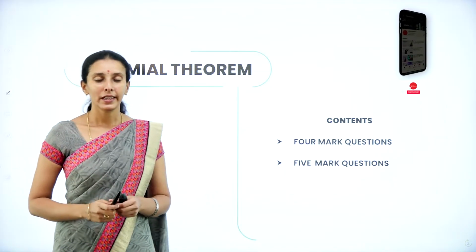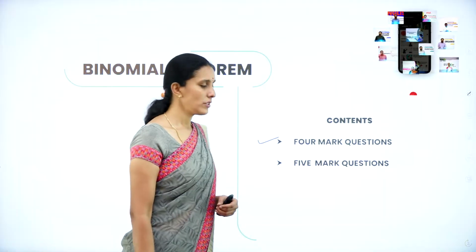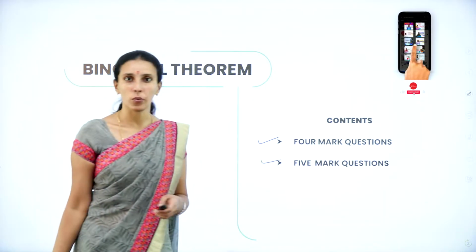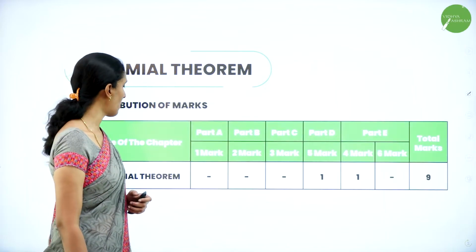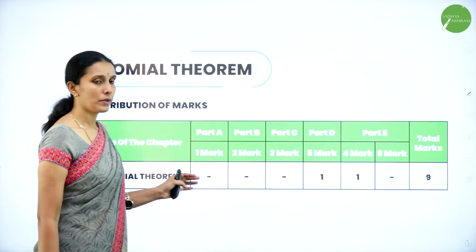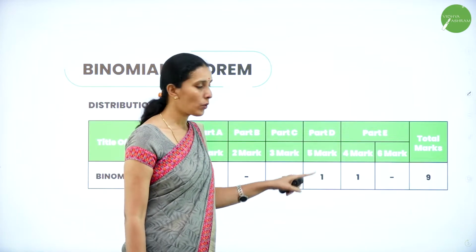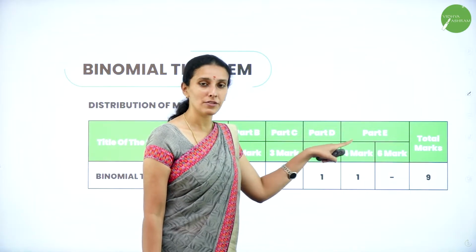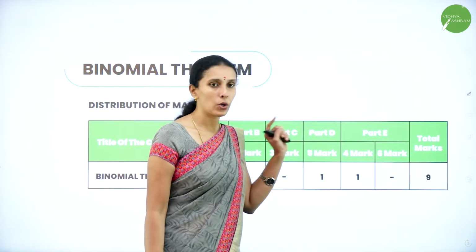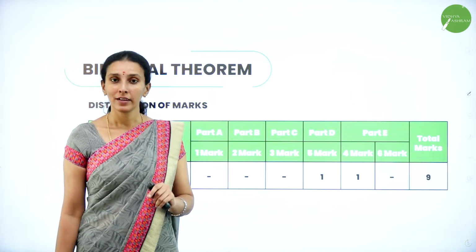Most importantly, in Binomial Theorem, you will get 1 4-mark question and 1 5-mark question. Let us see the distribution of the marks from this chapter. From part D, that is the 5-mark question, you will have 1 question, and from part E, in the form of 6 plus 4, you will have 1 4-mark question. So in total, you will get 9 marks from this chapter.